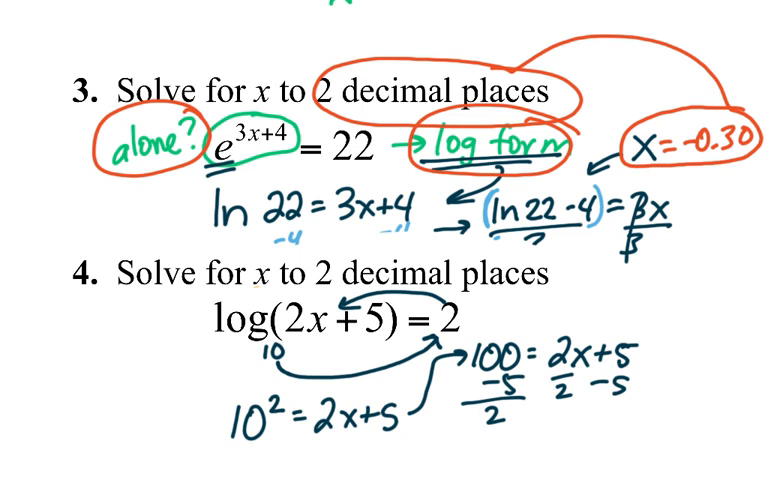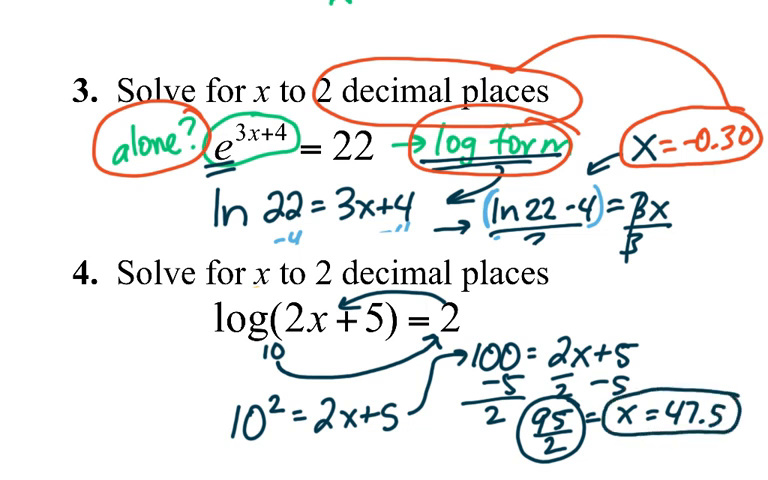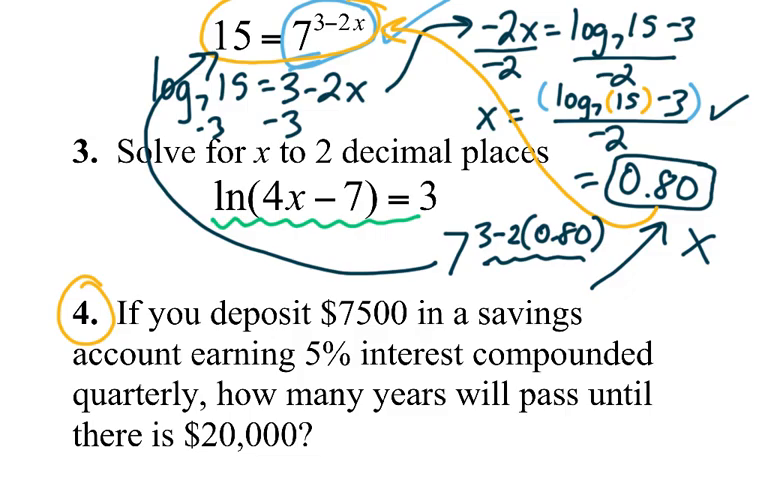So 100 minus 5 is 95, divided by 2. And actually, that's a fine answer if you want, because there's not much you can do to that. Or you can say that's 47.5. Both answers are great. Okay, so log form, switch it into exponential. Let's try number 3.